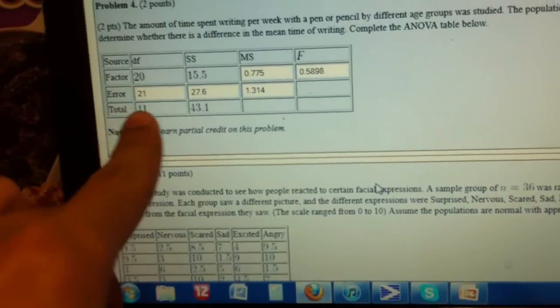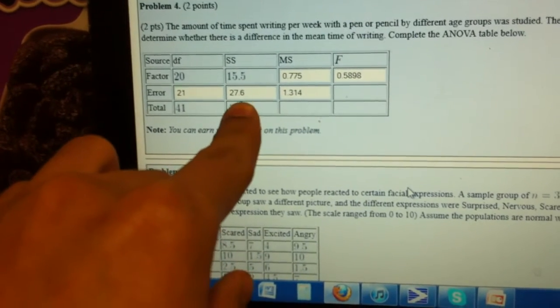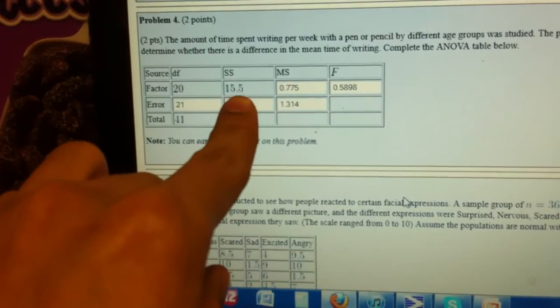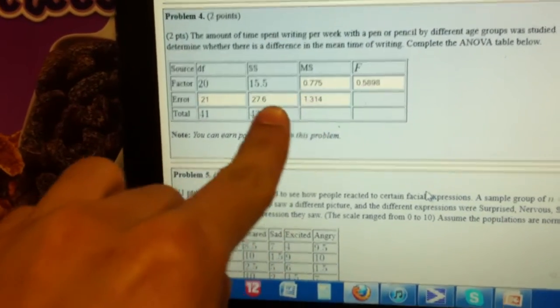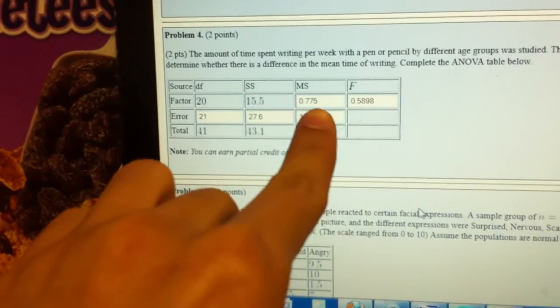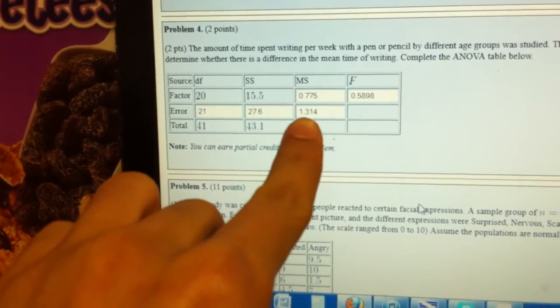And here you just make sure they add up. So 20 plus 21 is 41. 15.5 plus 27.6 is 43.1. And then to get this value, you divide 15.5 by 20, gives you that. This is 27.6 divided by 21, gives you that. Your F score is this 0.775 divided by 0.1314, gives you that number.